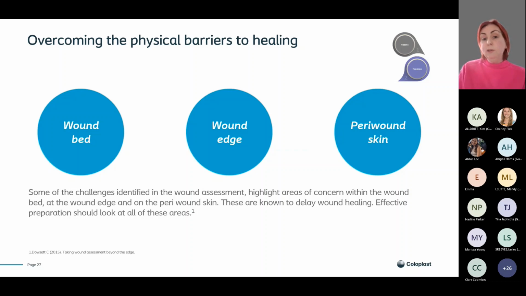We want to overcome those physical barriers to healing at the wound bed, the wound edge and the peri-wound skin. And again, I make no apologies for repeating myself. Let's not have our blinkers on just looking at what's going on in the wound bed, not just looking at that little bit of necrosis or that little bit of slough that we might see. We need to pay real attention to how healthy our wound edge is and how healthy the patient's peri-wound skin is.